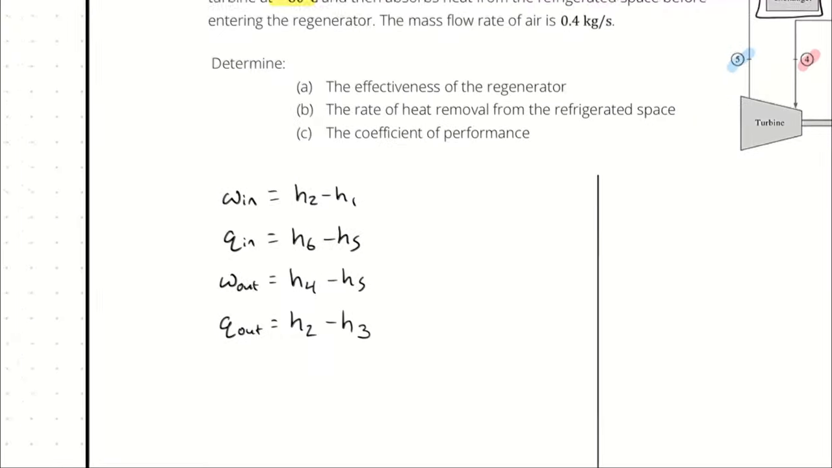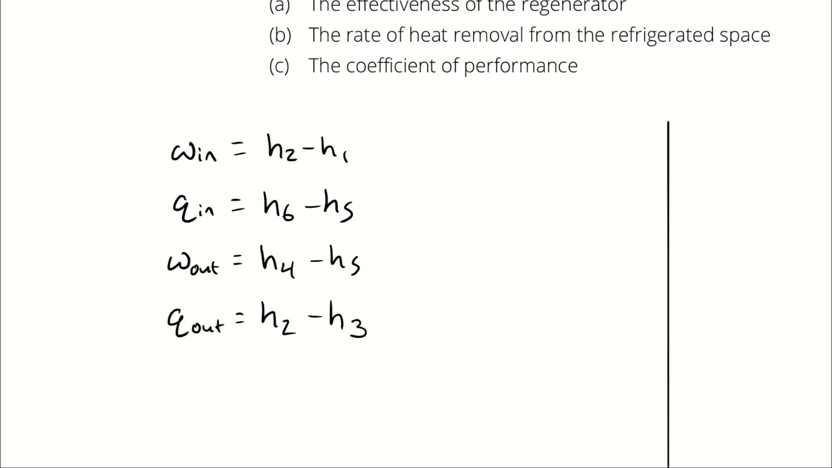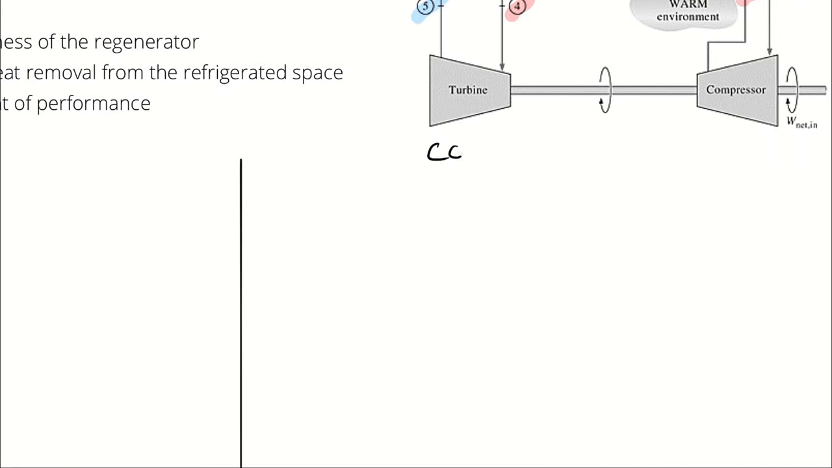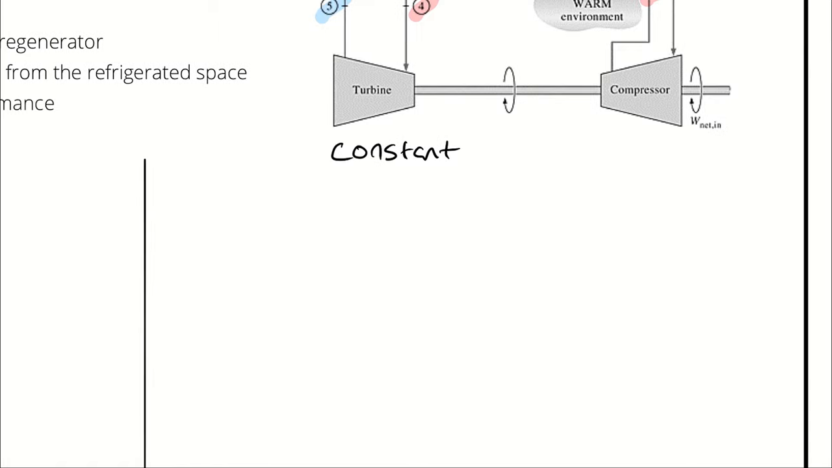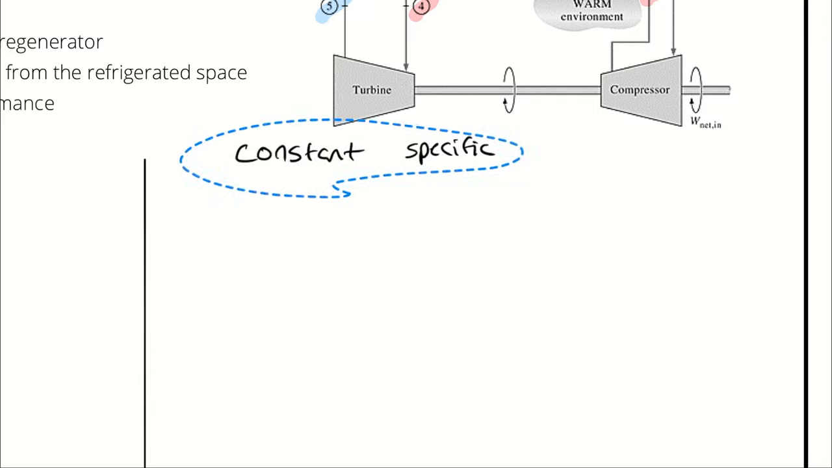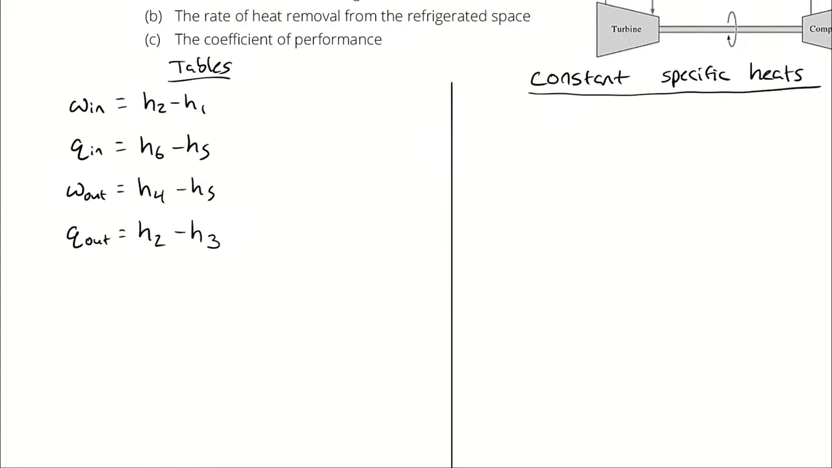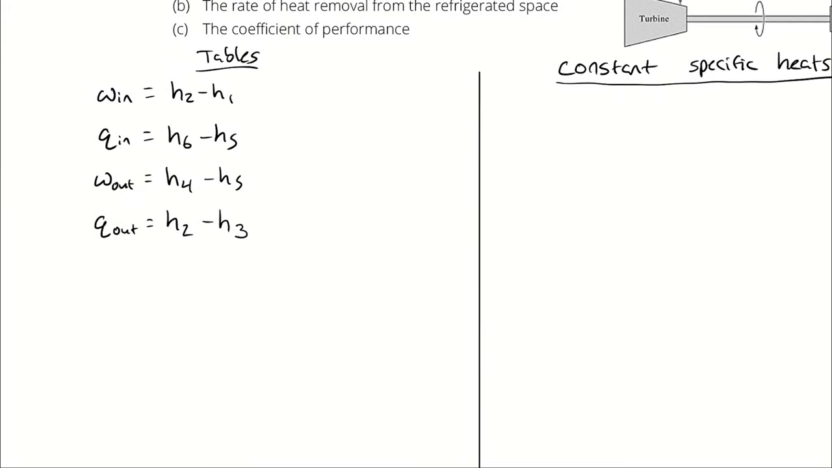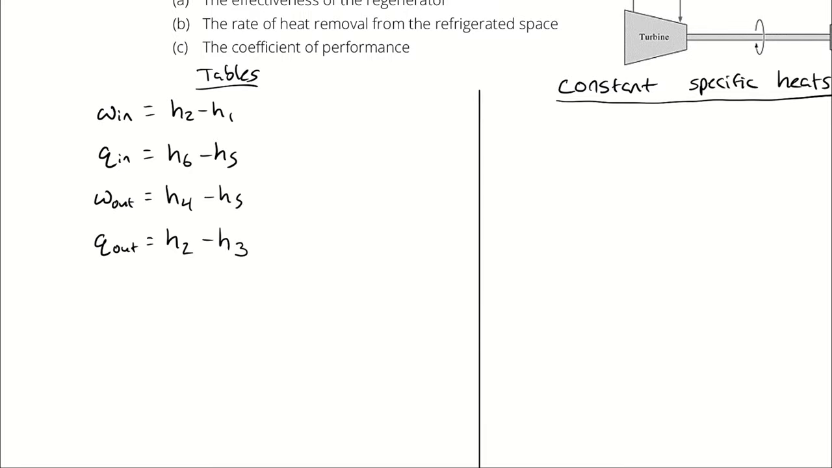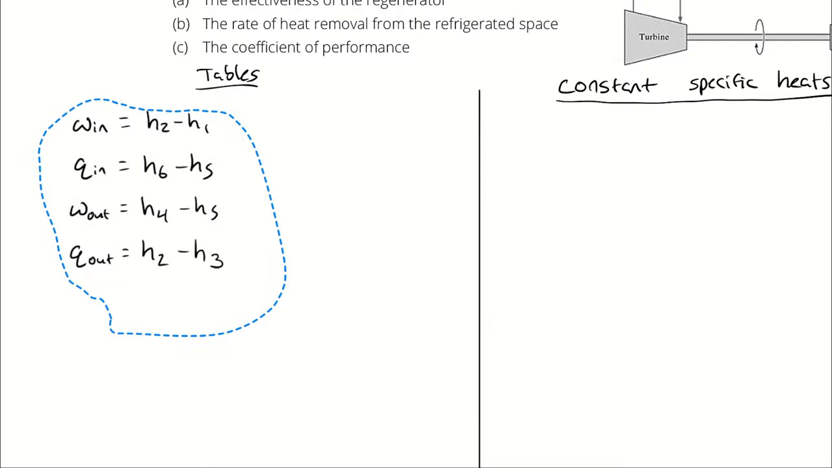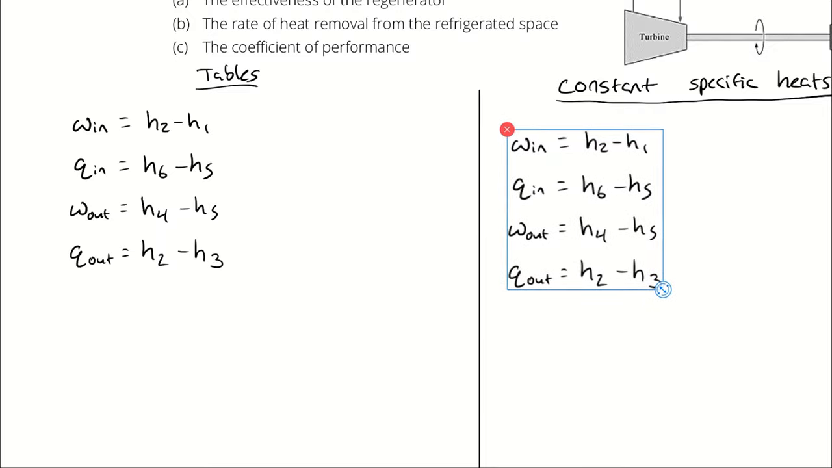On one side, I will have the analysis using the tables. On the other side, I will have the analysis using constant specific heats. And remember that these are independent of one another. We are working through the problem in two parallel universes. One where we've assumed constant specific heats, one where we haven't. We just happen to be doing them both simultaneously. Because, you know, parallel universes.